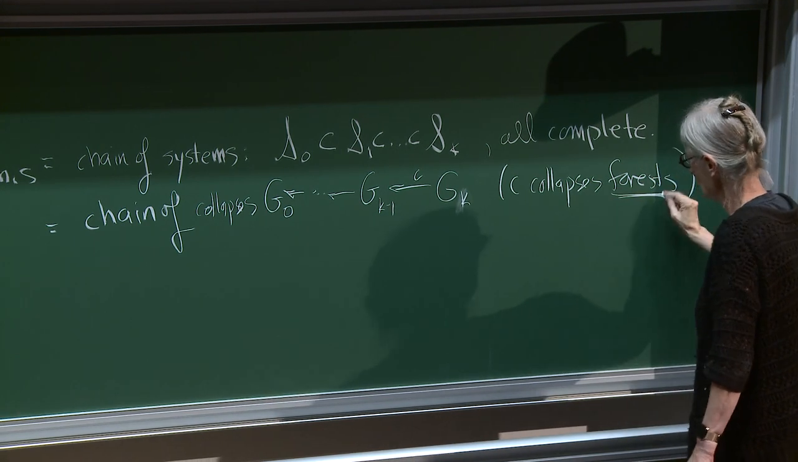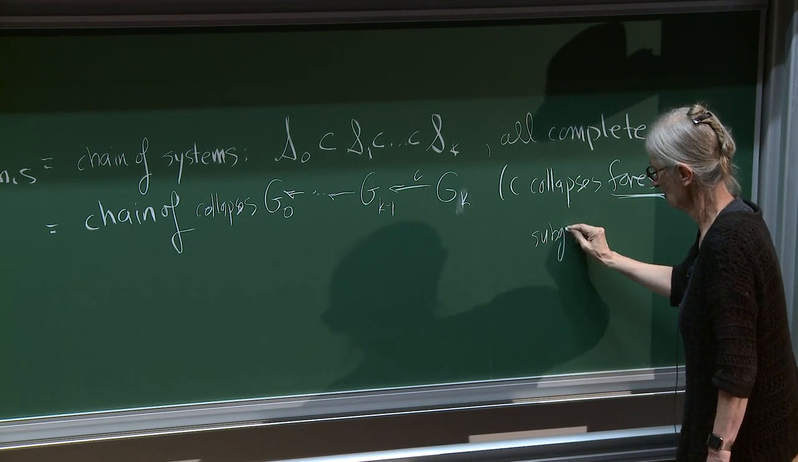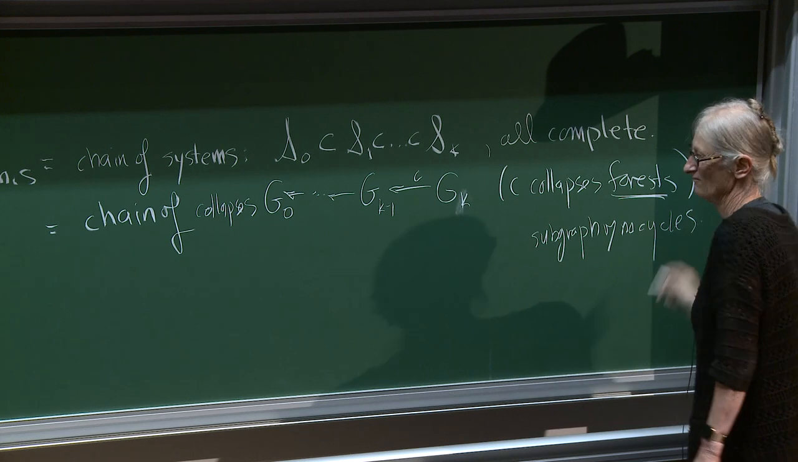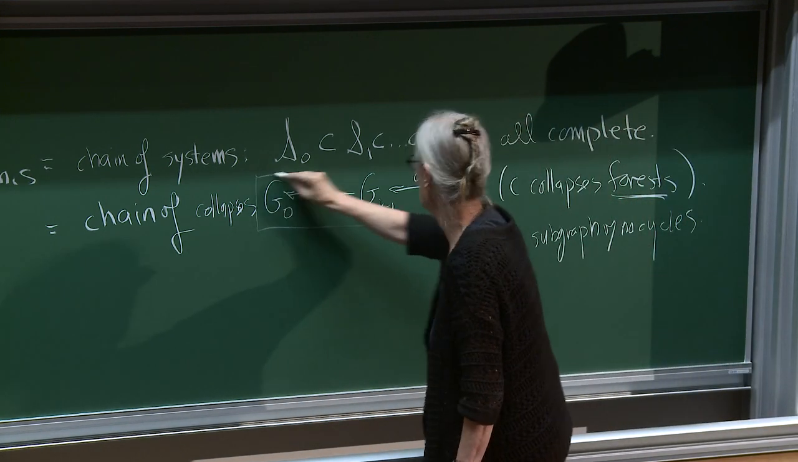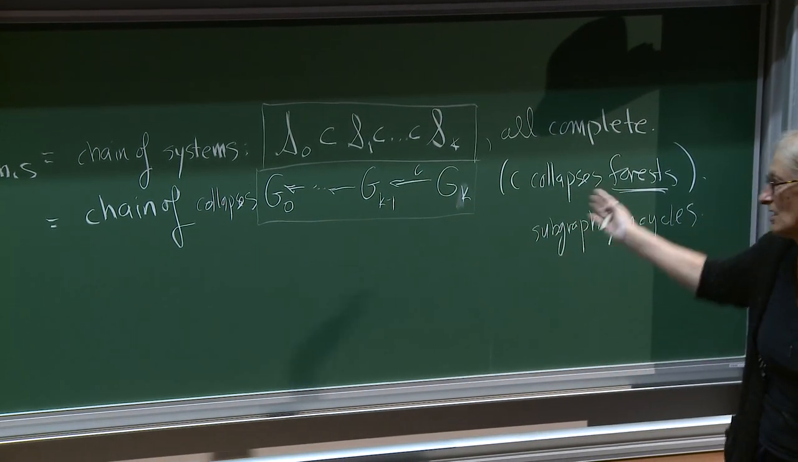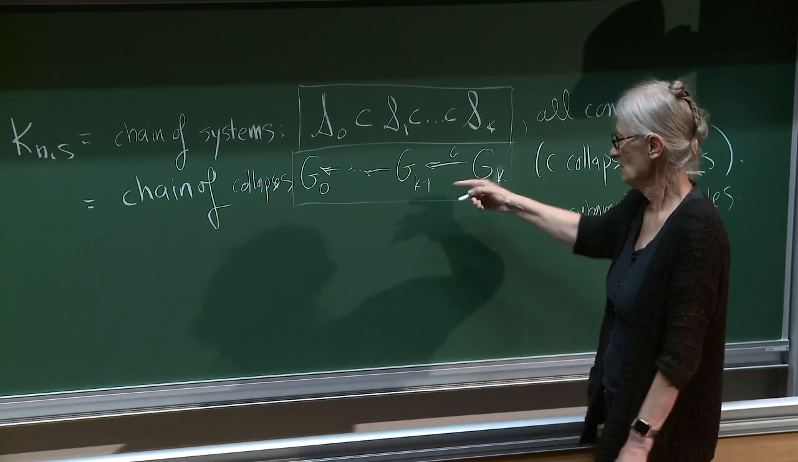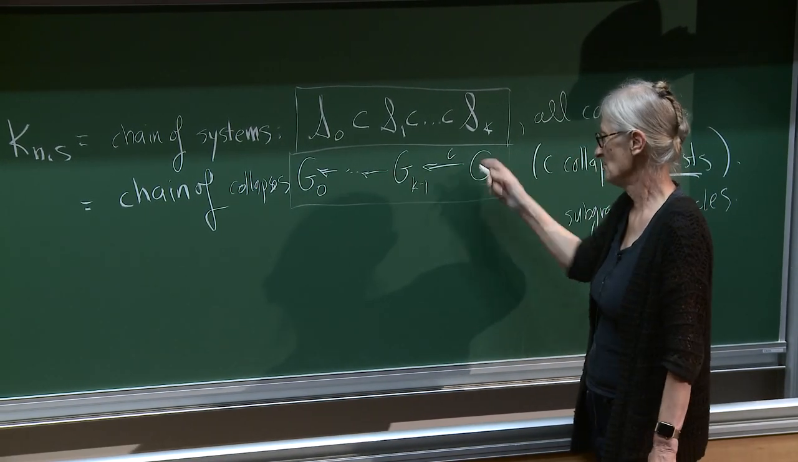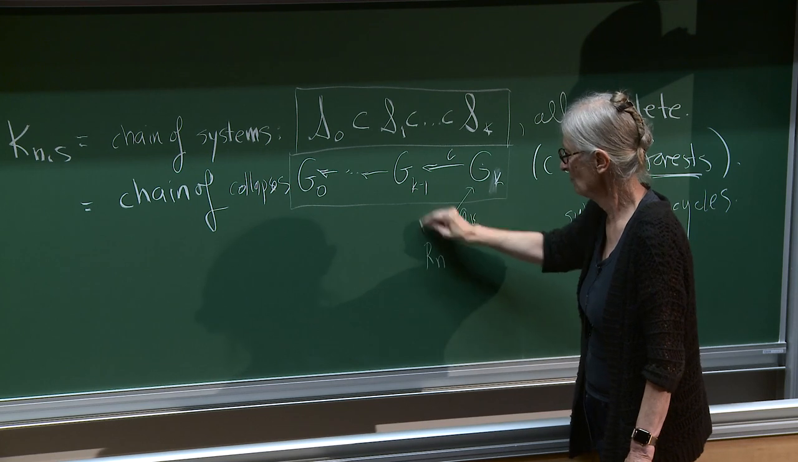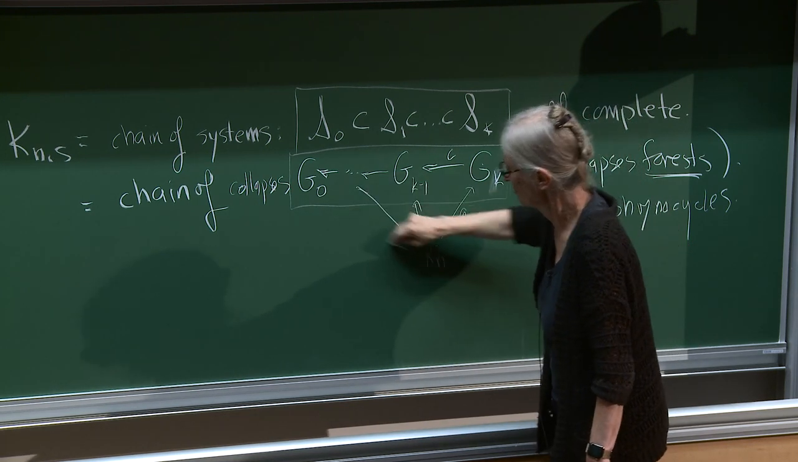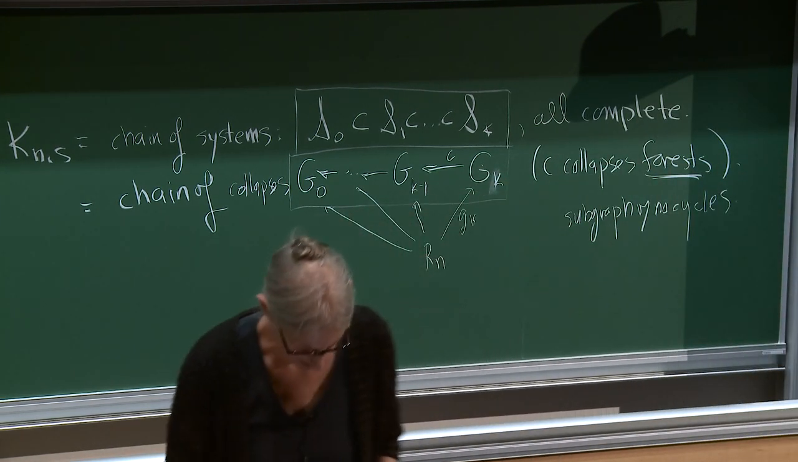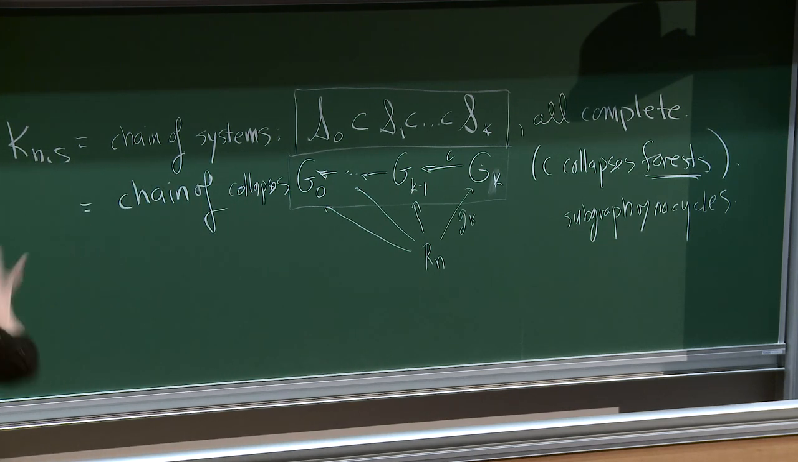A forest is a subgraph with no cycles. So there are two ways to describe a simplex in the spine. One is a chain of sphere systems, the other is a chain of forest collapses. Of course, this isn't enough to say what the point in outer space is. These graphs come with markings. And in order to be a simplex, the marking has to get dragged along with the collapses, so that has to commute. Okay, that's what a simplex looks like.